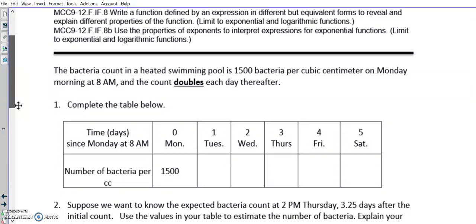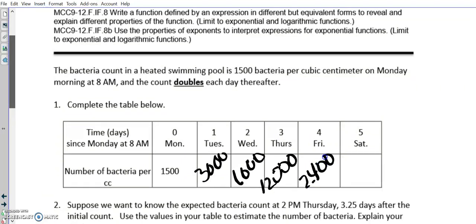So on Monday, obviously we start out with our 1,500, and if we double that, we are going to get 3,000. We double that, we get 6,000. We double that, we're going to get 12,000. Double that, 24,000. And on day 5 we will end up with 48,000 bacteria.